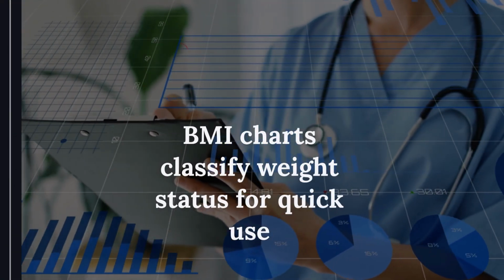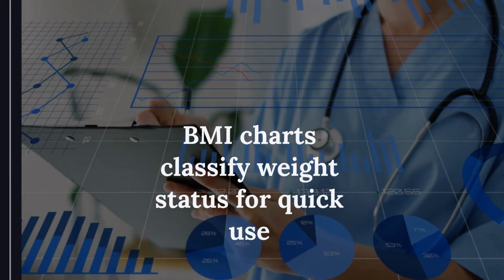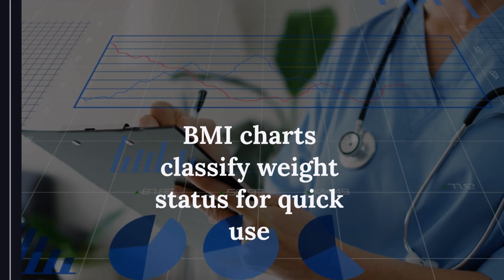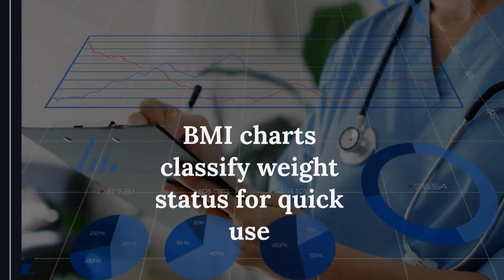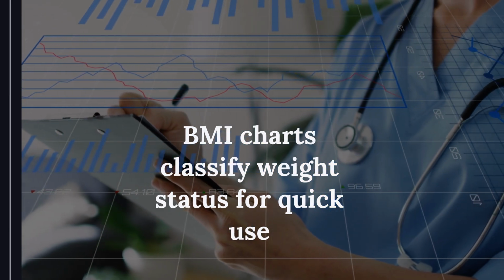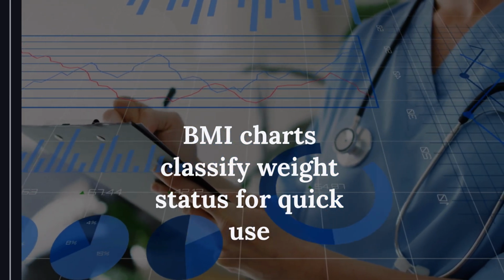BMI charts classify weight status. Categories include underweight, normal, overweight, and obese. They provide quick estimation without manual calculation. Charts are useful in clinical settings. They aid in rapid health screening.